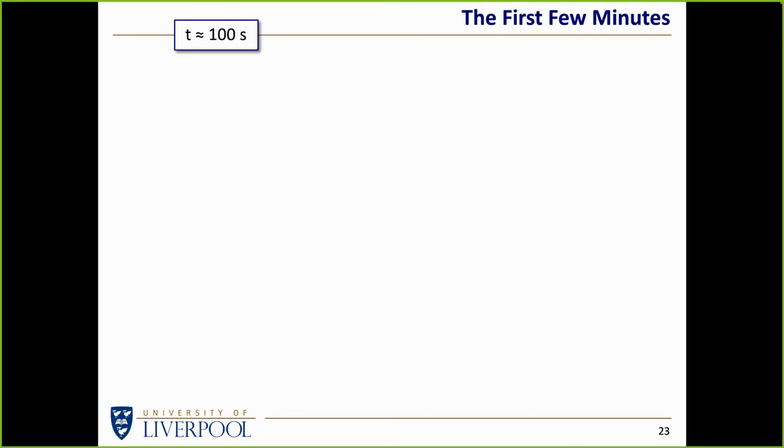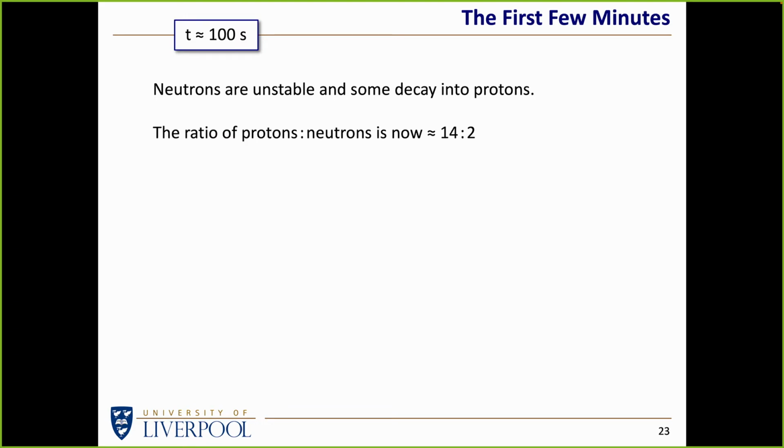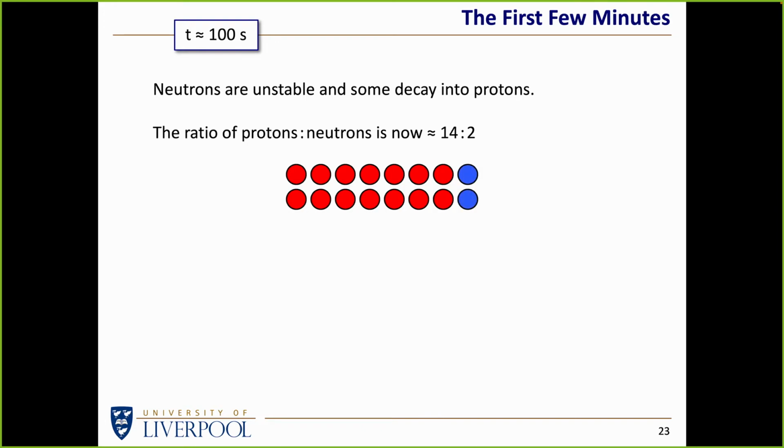If we move forward to a couple of minutes or so after the Big Bang, we find that some neutrons have changed. We know that neutrons are unstable. Again, we can measure that in the laboratory. Some neutrons will change into protons. So originally there were 12 protons and 4 neutrons, but now the ratio has changed. Two of those blues have changed into reds. So now we have 14 protons and 2 neutrons. And that is pretty much the ratio that must exist from this point onwards.